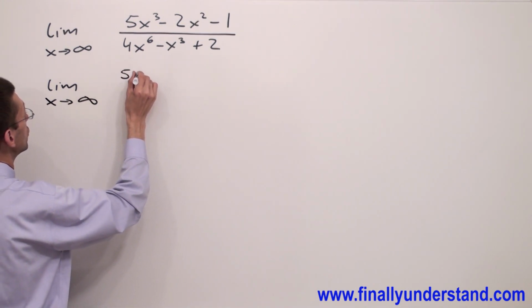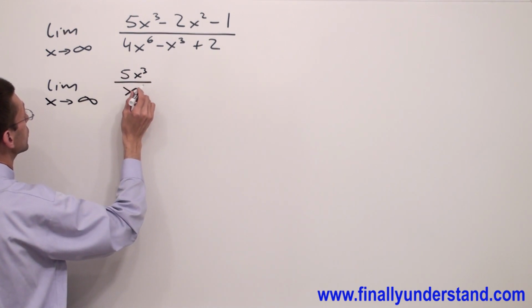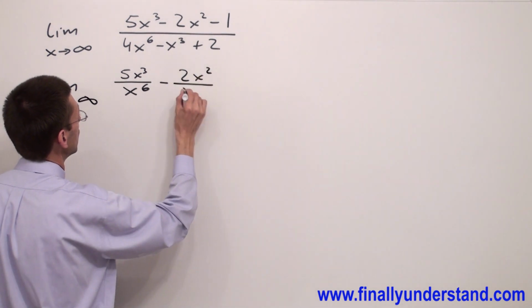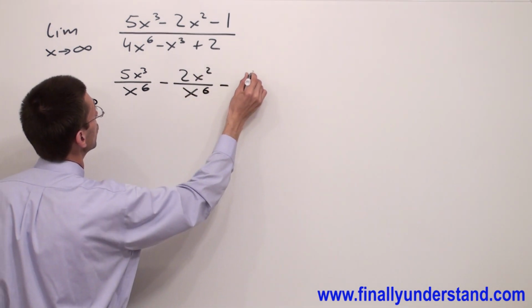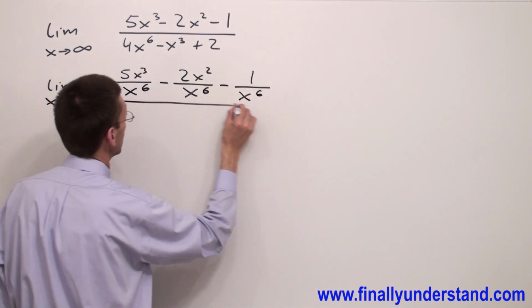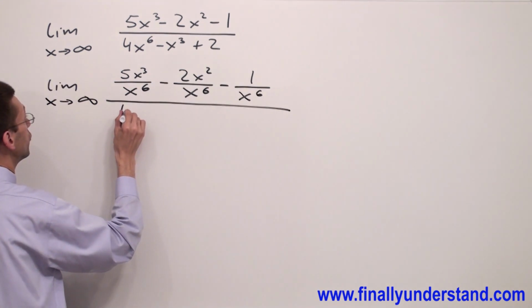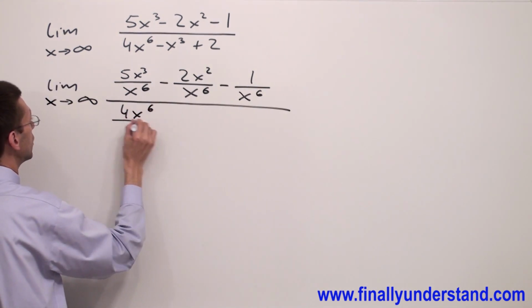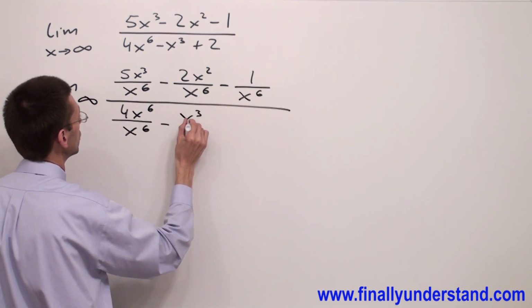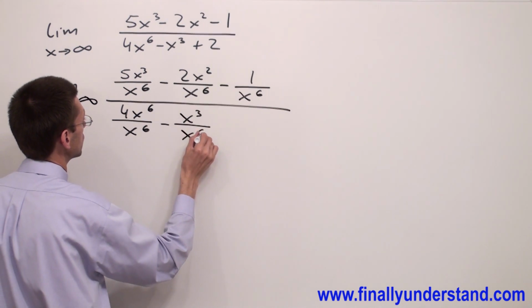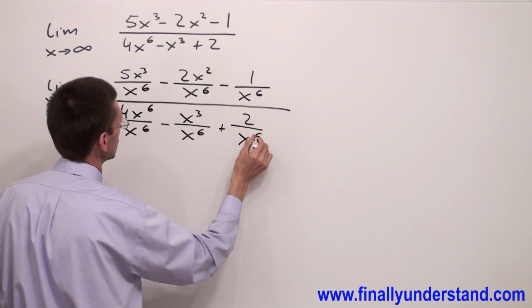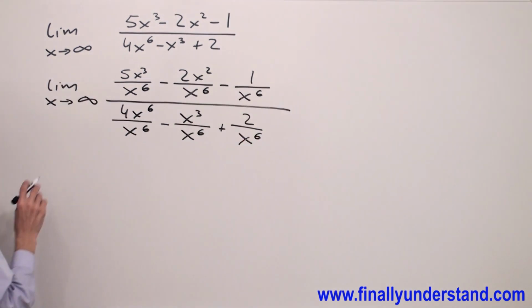So I have 5x to the third over x to the 6 minus 2x to the second over x to the 6 minus 1 over x to the 6, over 4x to the 6 over x to the 6 minus x to the third over x to the 6 plus 2 over x to the 6. Reduce the fractions.